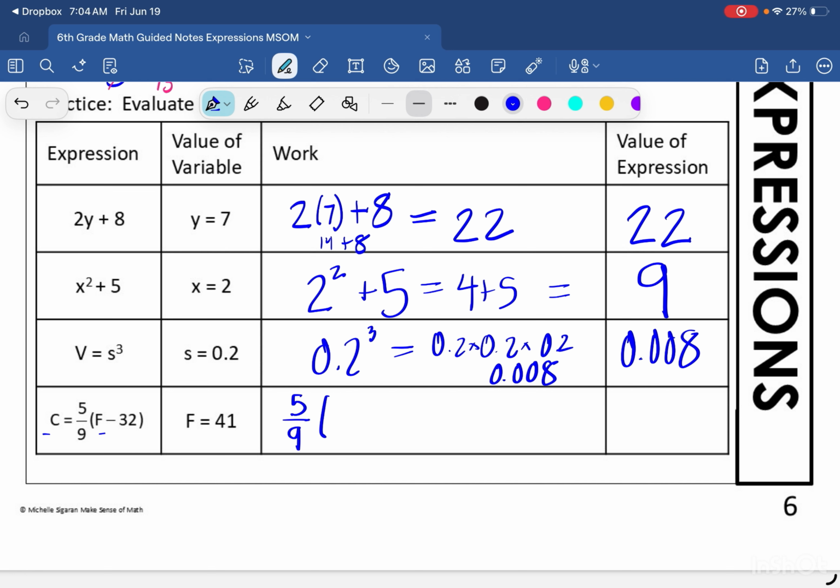And lastly, I have the formula here for Celsius and Fahrenheit in reverse order as the one above. So I have 5/9 times F, which is 41 minus 32. So 5/9 and then 41 minus 32 is 9. 5/9 times 9, the 9s will cancel. Then I have a 5. So 5/9 times 9 equals 5.